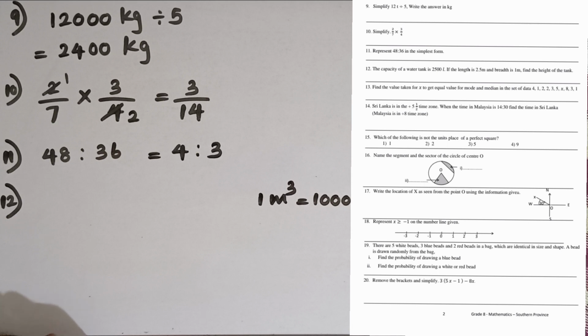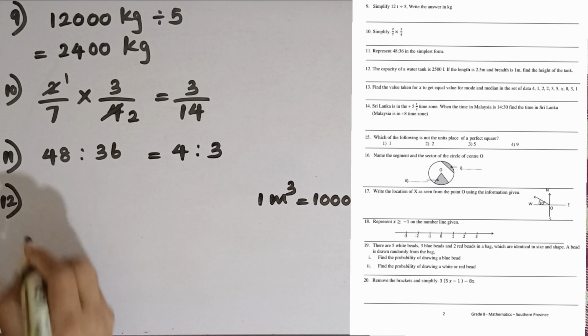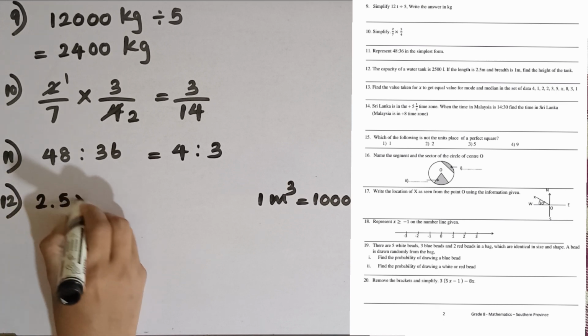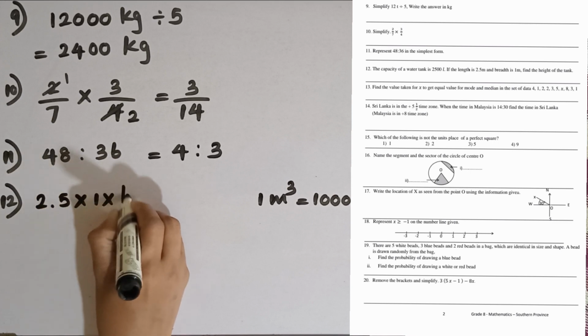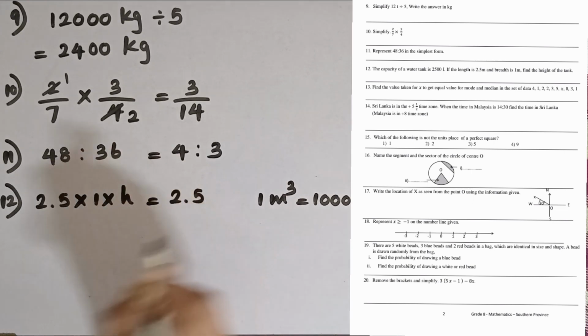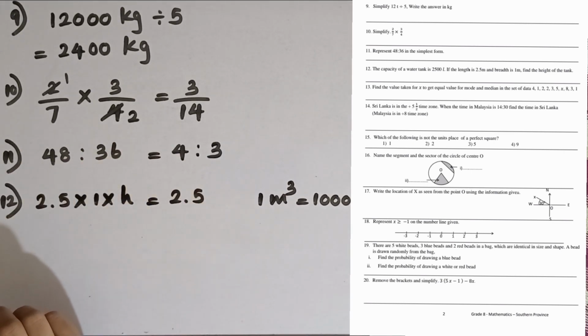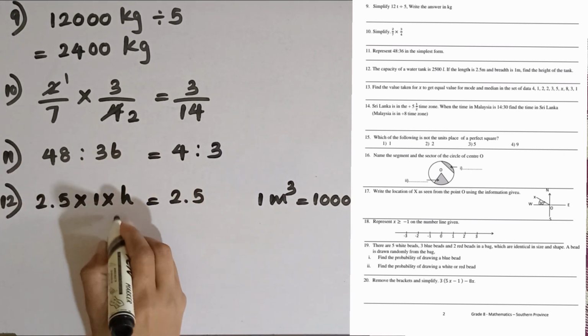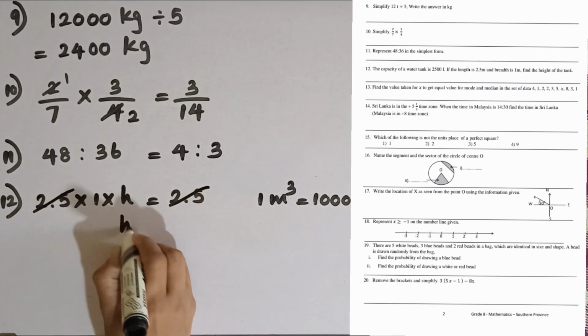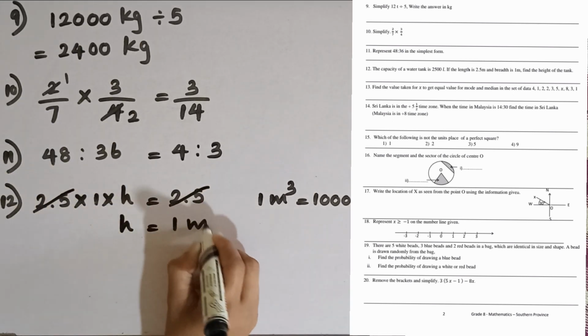Then in another way, we can find the volume by multiplying length, breadth and height. If I take the height as h, then I can write 2.5 into 1 into h equals 2.5. This is the volume of the water tank. So 2.5 and 2.5 can be cut off. Then h equals 1 meter.